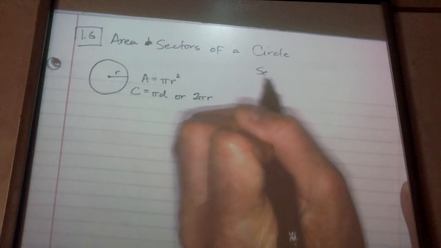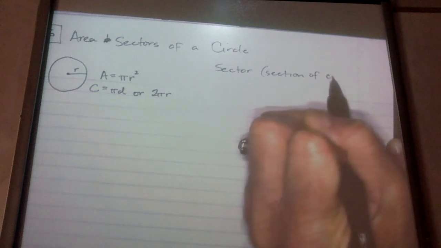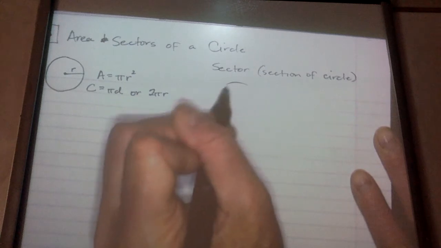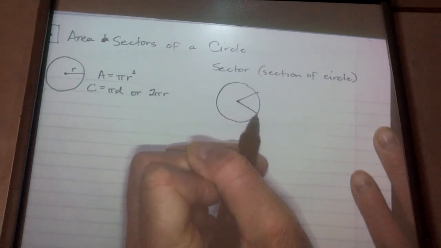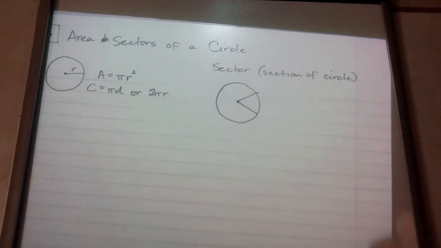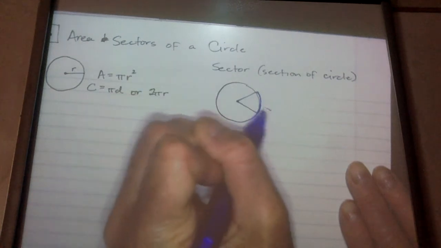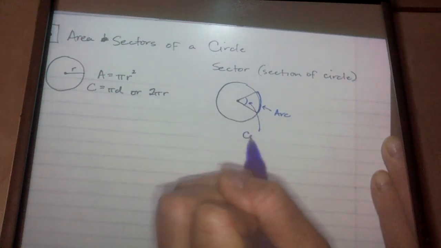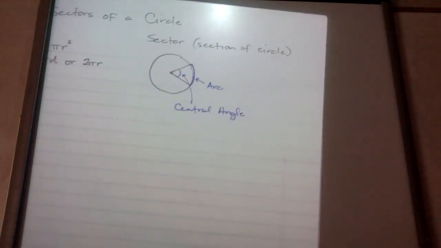A sector is a section of the circle. Okay? For example, here's a circle. If I cut a slice of pie, that is a sector. Now, a couple of parts that we need to cover is the part formed here is called the arc. The angle here is called the central angle because it's at the center.